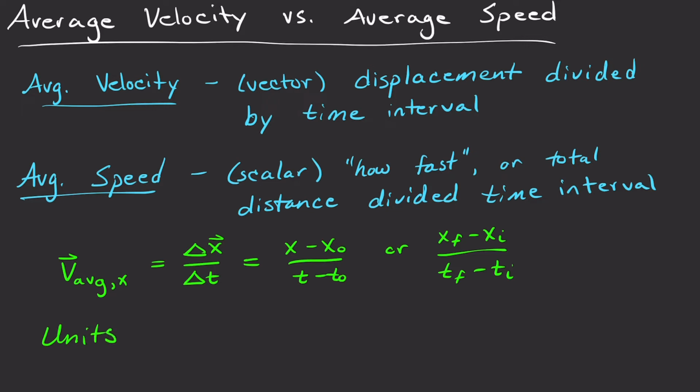And so we can take the units of displacement over the units of time, and that will give us meters per second. So length per time, meters per second.